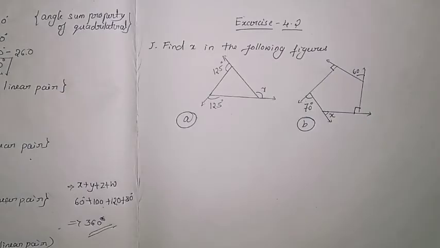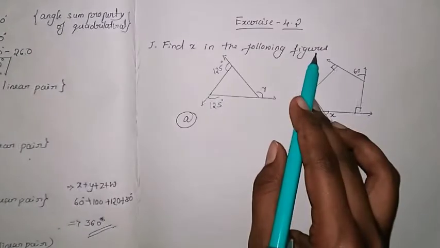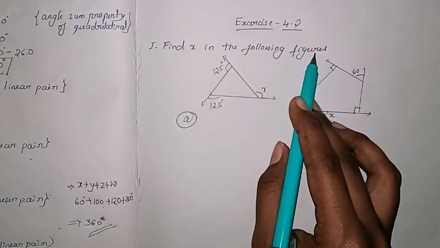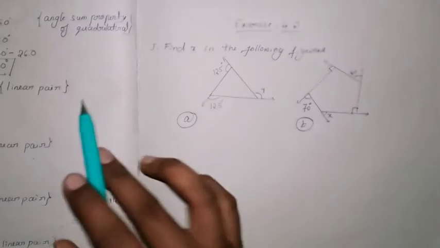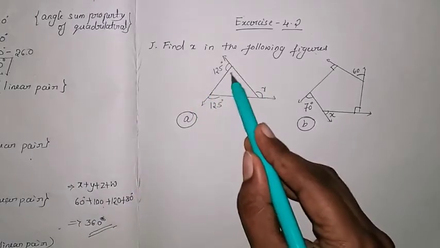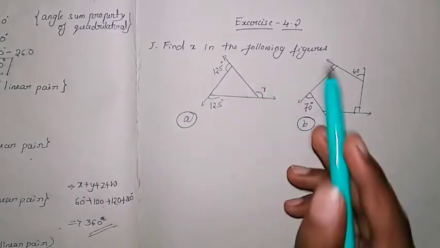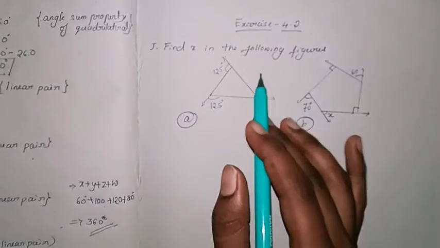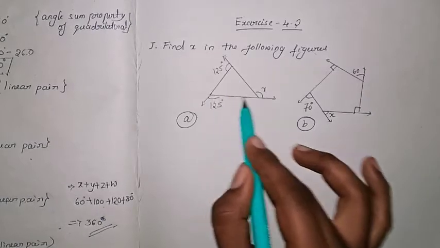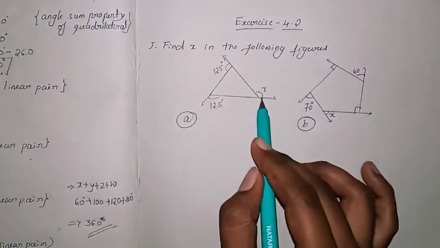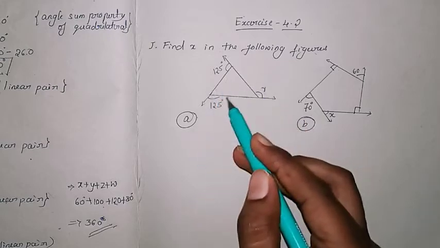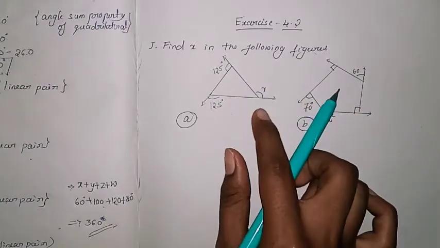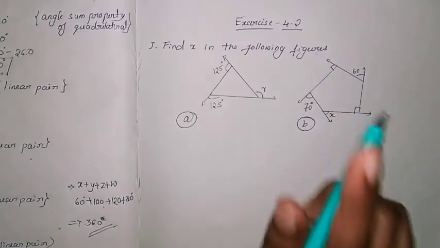Observe exercise 4.2, first problem. Find the x in the following figures. You have to be careful, because in previous examples or exercises they have given the interior angles and exterior angles, and from that you find the answer. But here they have not given any interior angle. You only have to find the exterior angle, and they have given the other two exterior angles. That time you have to use the formula of the exterior angle sum.